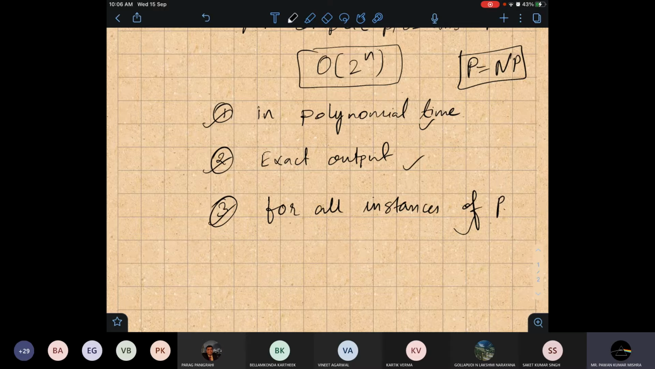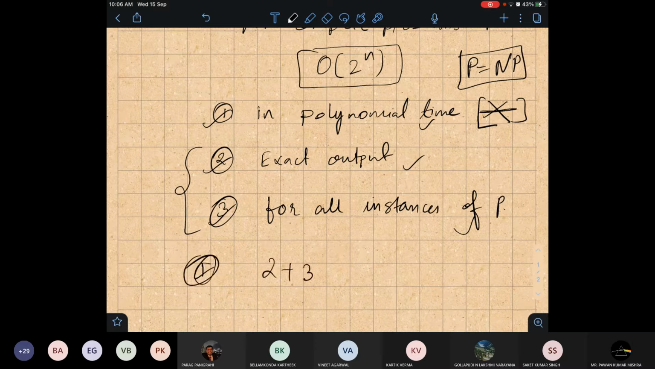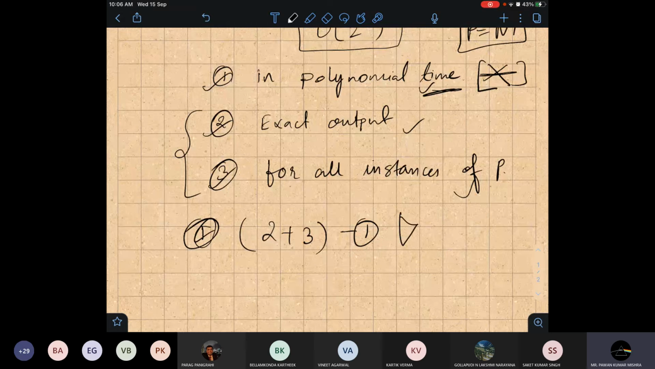Suppose I leave out polynomial time and consider only two and three. Then I can get the exact output for all instances. This is one domain where we consider only two and three and leave out the first, polynomial time. This is one aspect via which we can tackle the problem.